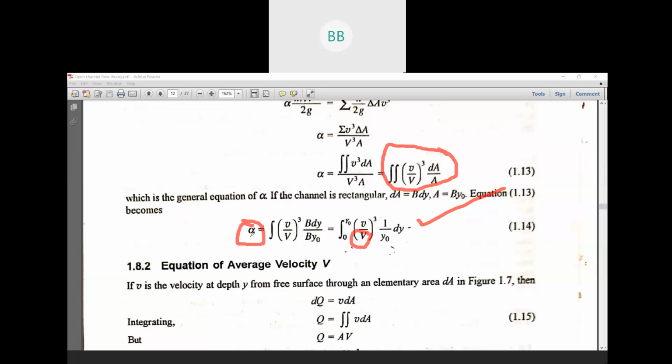So whenever you have a numerical related to this energy coefficient or momentum coefficient, whether it is mentioned or not, you have to first determine the average velocity. If it is given in the question that the average velocity is this, then you need not calculate that average velocity. Or if it is not given, then you have to calculate average velocity first, then only you can find out the alpha value.